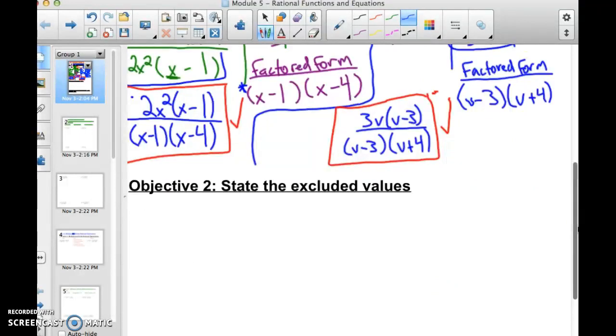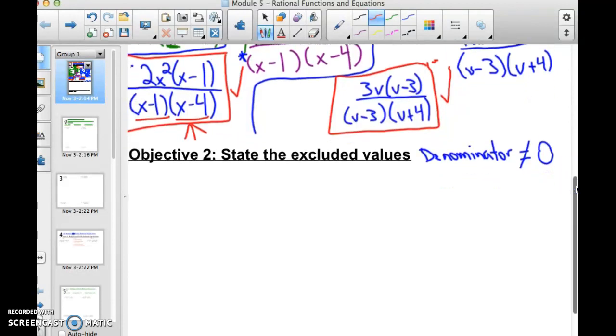All right. Excluded values just mean the denominator cannot equal 0. That's a skill from elementary school as well. You can't divide anything by 0. So if you notice, and I'm going to do this example from up here, I have 2 factors in my denominator, 2 places where I could put a number in for an x and get a 0. In this case, my 2 factors, if you notice in yours, you also have 2 factors.